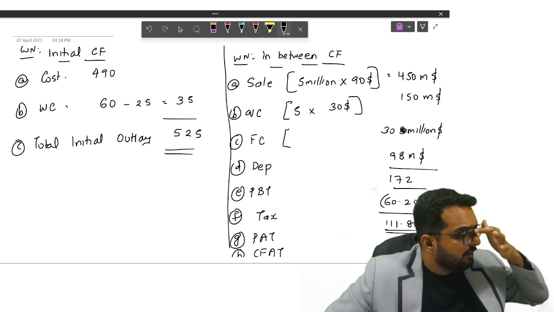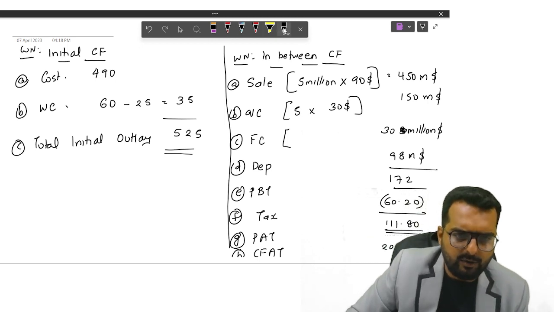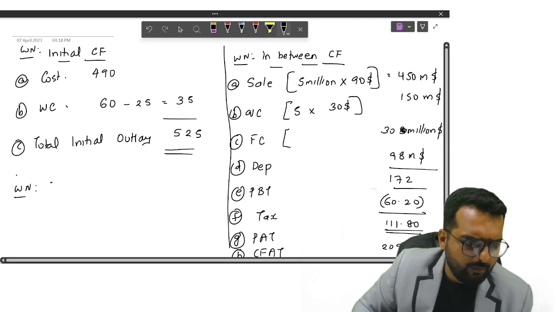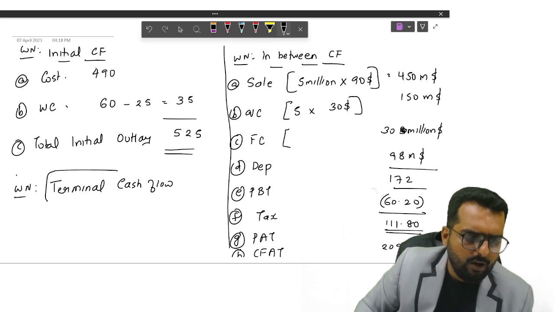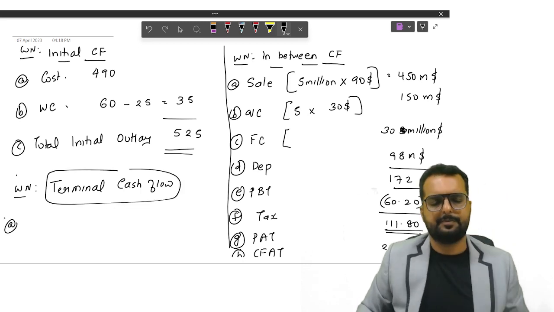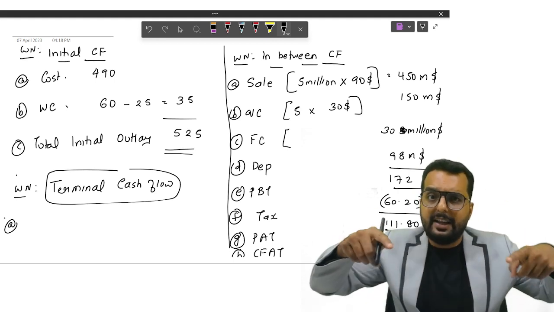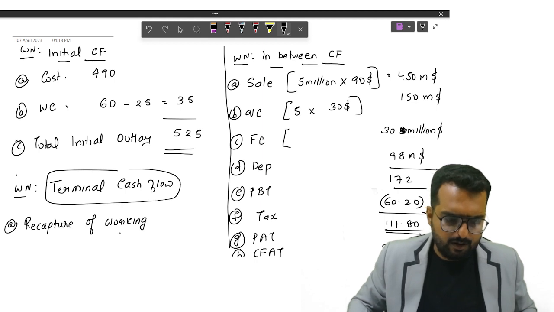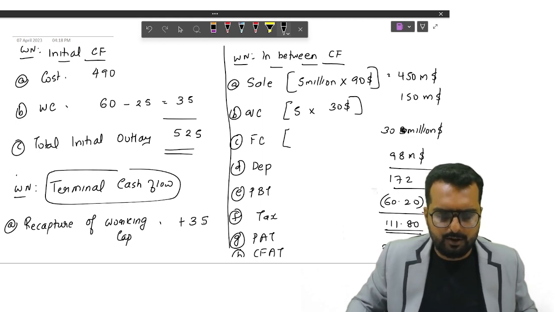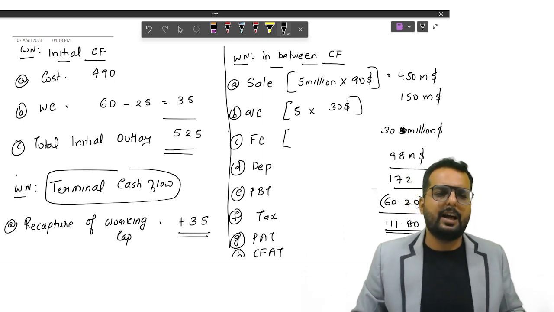So initial done, in between also done. Last, I'll write down here itself since I have space. The next working note will be terminal cash flow. Can you tell me, friends, in this example, what will be your terminal cash flow? Plant and machinery will be fully gone. Working capital will be what? Recaptured. Yes. Recapture of working capital. That will be how much? 35. Alright. So once you get this, then we can do the NPV calculation.